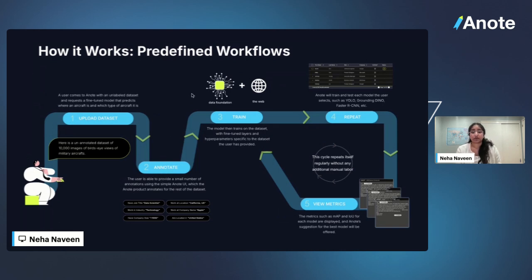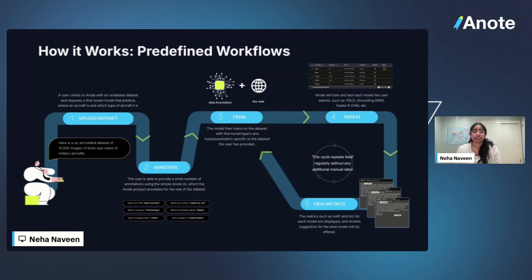Then the next part of the workflow is training. The model then trains on the dataset with fine-tuned layers and hyperparameters specified to the dataset the user has provided. So the annote product should train a specific model on this dataset that the user has provided, with fine-tuned layers that are specific to this dataset. So it should be domain specific. That's what makes the product special.